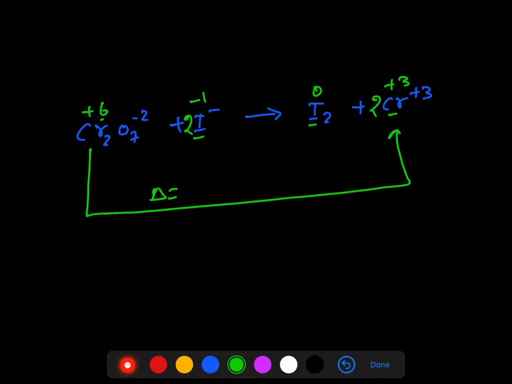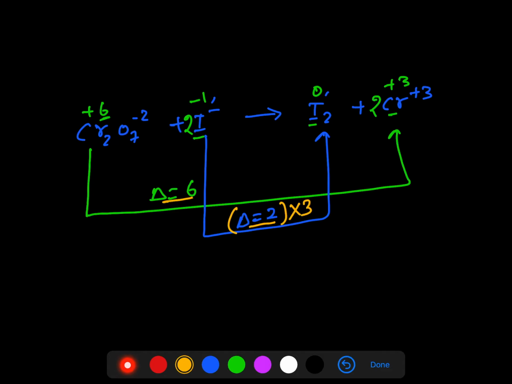For chromium, the per atom change is from +6 to +3, by 3 units, but per ion or per molecule there are 2 chromium atoms, so the change becomes double, which is 6 units. For iodine, the per atom change is from -1 to 0, by 1 unit, but there are 2 iodine atoms participating in the redox, so the total change is 2 units, right? The changes need to become equal. Over here it's 6 units, over here 2 units.